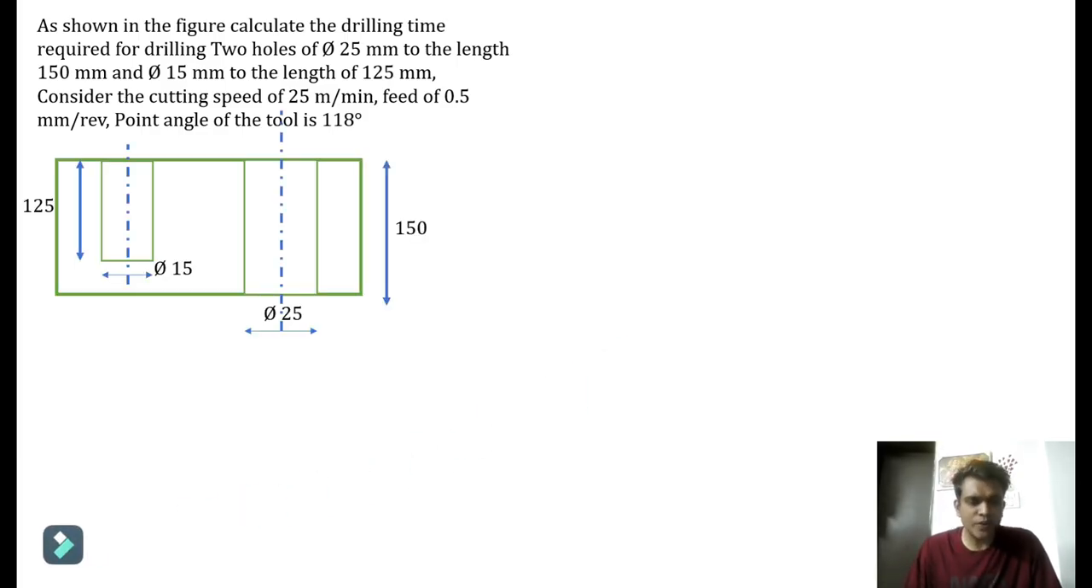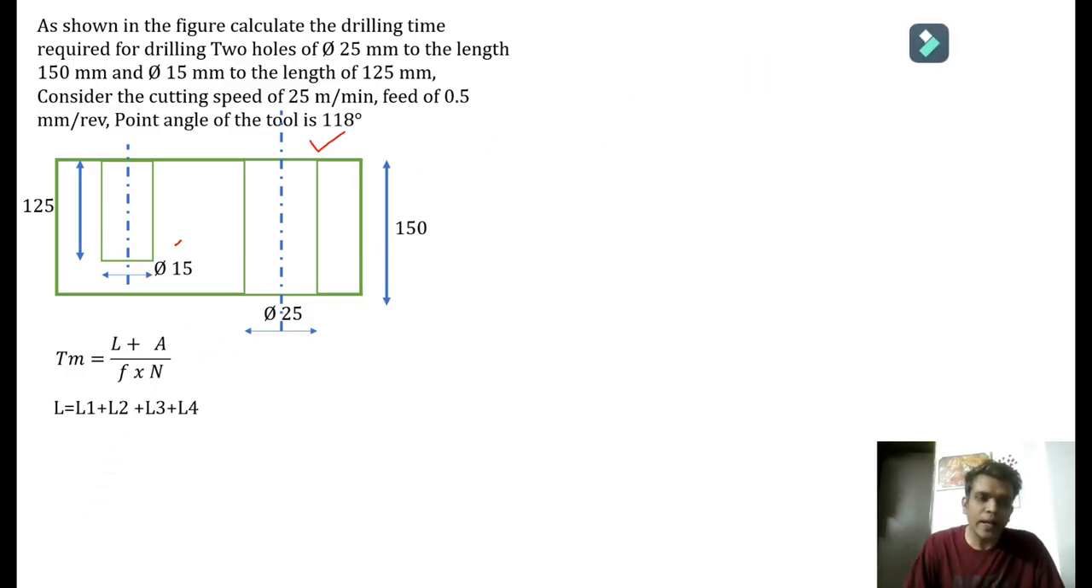This is the condition, right? Now, hole number 1 has a diameter of 25 over a length of 150, whereas the second hole has a diameter of 15 over a length of 125. Both are a little different. Let's see how. So this is the equation we have: the time calculation is total tool travel length upon feed rate.